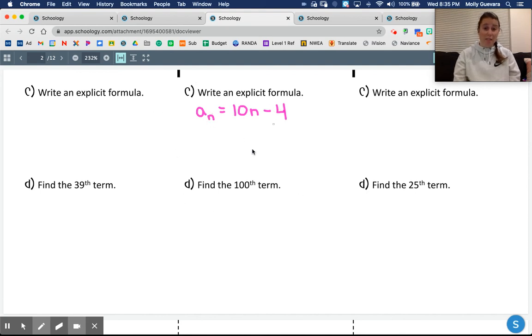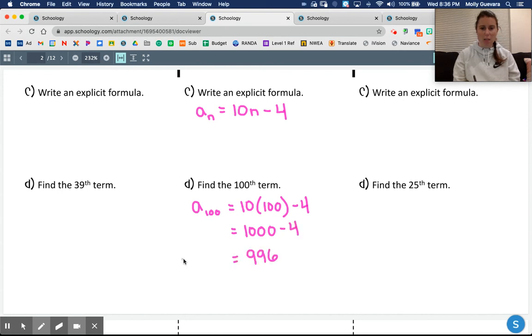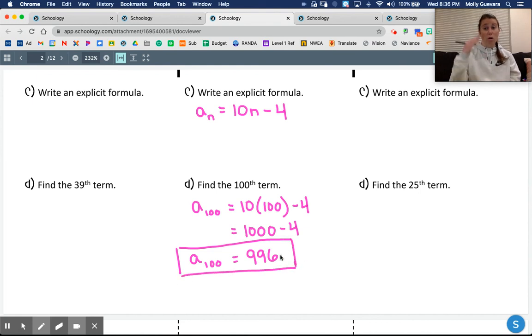So then once I have this equation, it says find the 100th term. No problem. So I say, term 100 is equal to 10 times 100 minus 4. Well, 10 times 100 is 1,000, minus 4 is 996. So the 100th term in this sequence, in this pattern, is 996. So I can either write out 100 numbers until I find that, or I can just write the explicit formula and solve it.